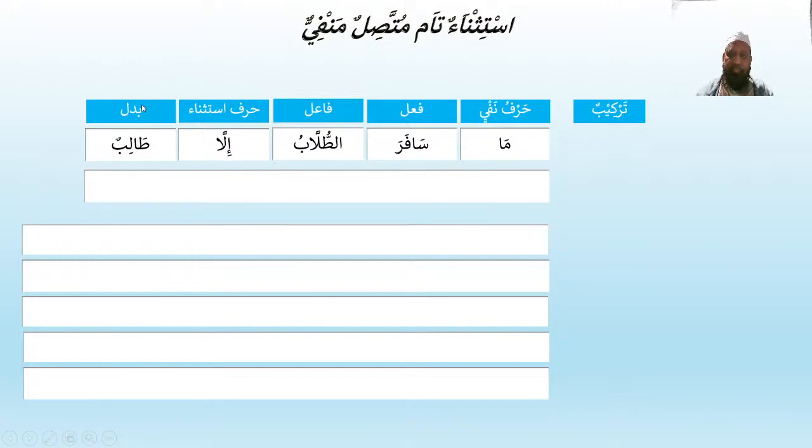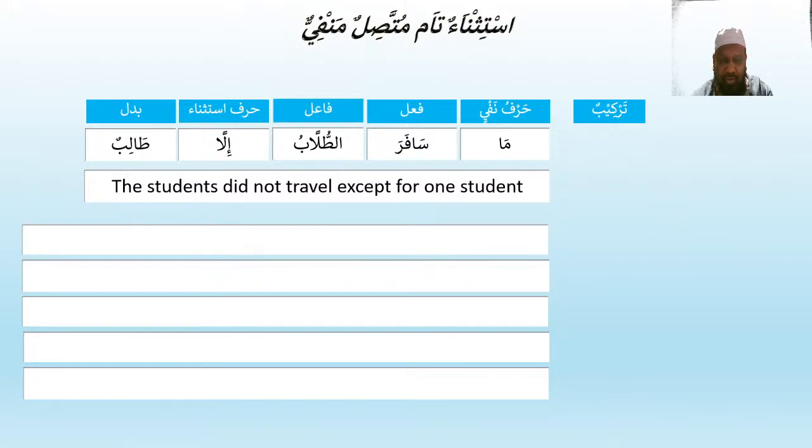When an ism follows the ism before in all four properties of ism, it's called something else. But when an ism only follows the i'rab, nothing else, only follows the i'rab, it is called badal. So the translation will be the same. The students did not travel except for one student.